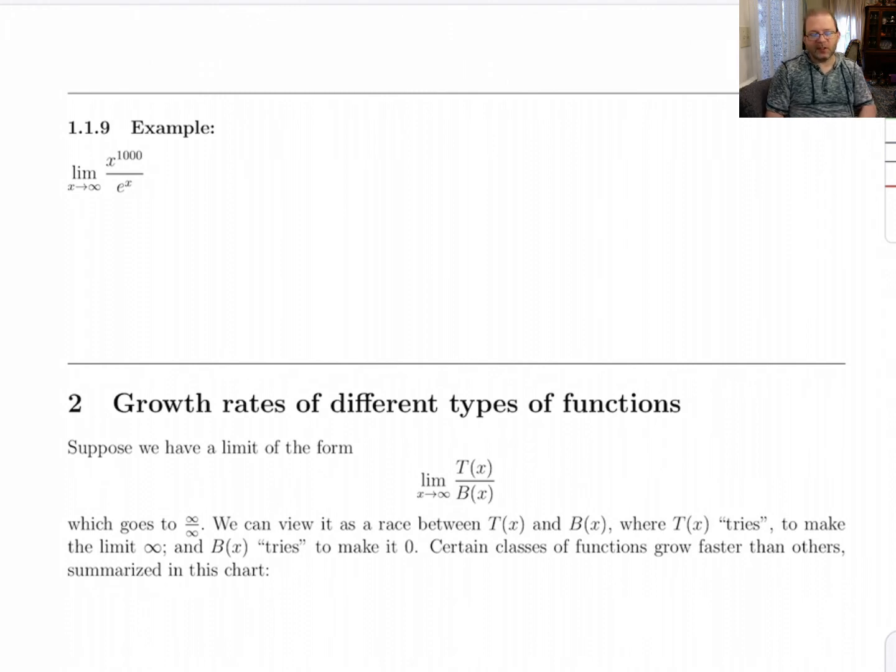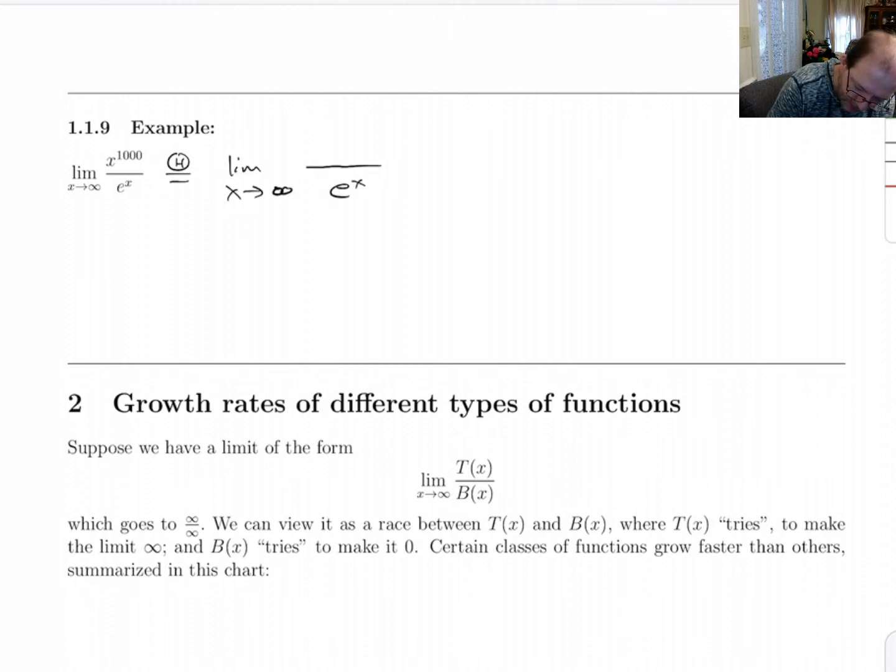On the top, you've got x to the 1000, and on the bottom, you've got e to the x. So both of those go to infinity. So we've got to use L'Hopital's rule. The derivative of e to the x is just e to the x. On the top, the derivative of x to the 1000 is 1000 x to the 999. All right, this is still an infinity over infinity type. So we've got to use L'Hopital's rule again.